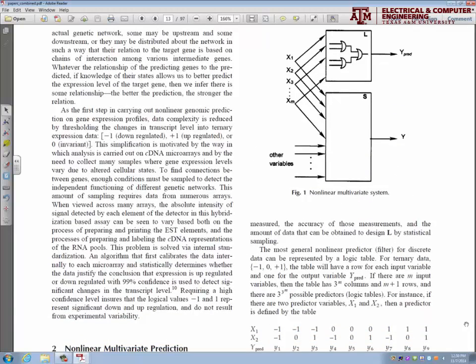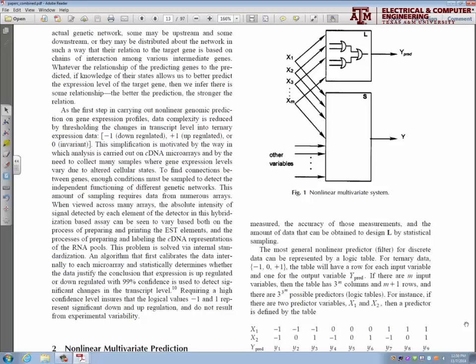Okay, so here is this diagram, right? Based on your measurements of X, these could be some of the genes on the microarray. You're trying to make a prediction for this variable Y. Y is some function of all these variables that are going in and some others. There are latent variables, but I want to use the data that I have, like expression of X versus Y, the data that's given to me, to come up with a predictor.